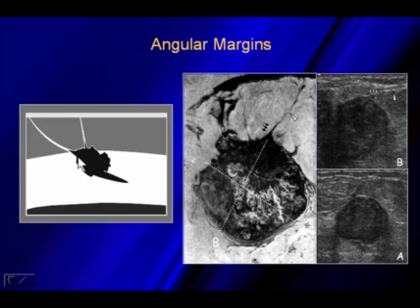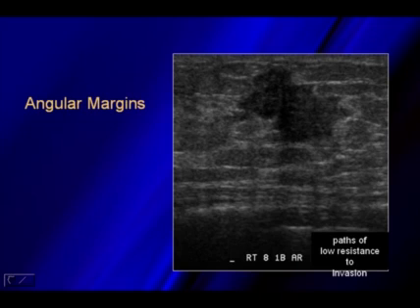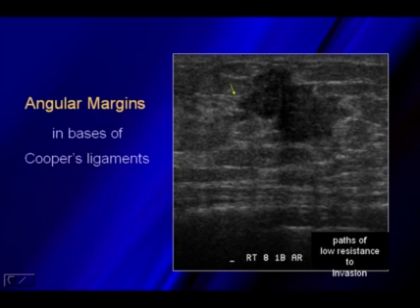Up through Cooper's ligaments. And one thing we learned is, if we're looking for subtle changes on cancers that are fairly well circumscribed, look into the area of a Cooper's ligament, and that is where we'll be able to find these little angular margins. They tend to invade Cooper's ligaments. So looking at this cancer, one thing you'll notice is wherever we have a Cooper's ligament at the base of it, we can see an angular margin.